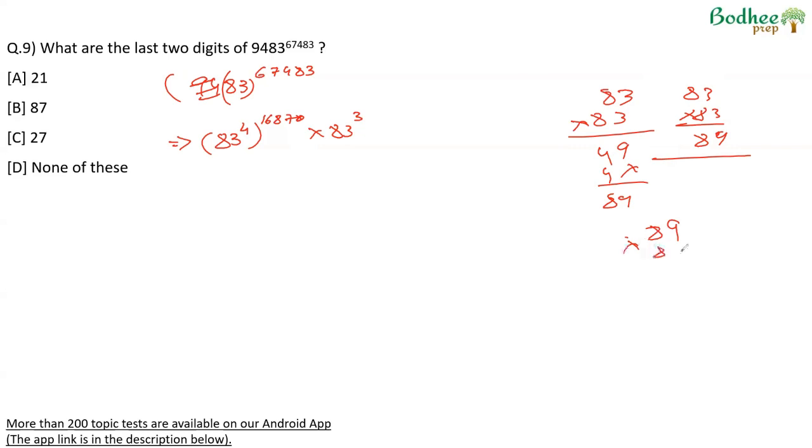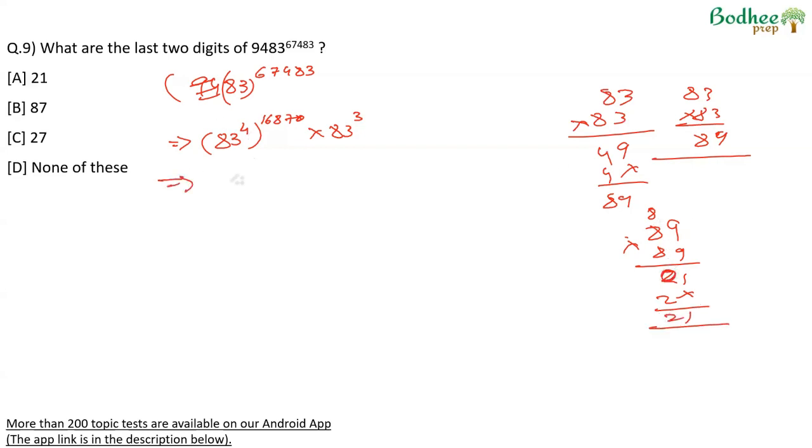89 into 89. 9 nines are 81, 1 carry forward 8, 9 eights are 72, plus 8 is 80, 0. So the last two digits will be 21.